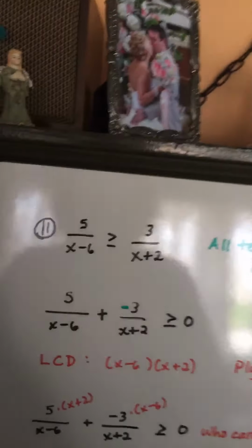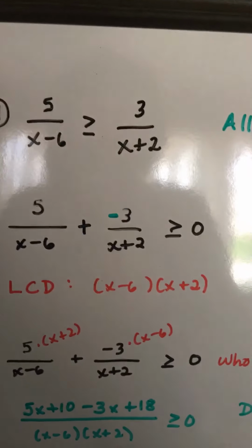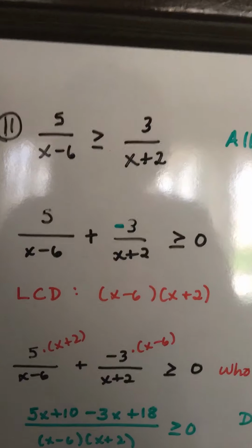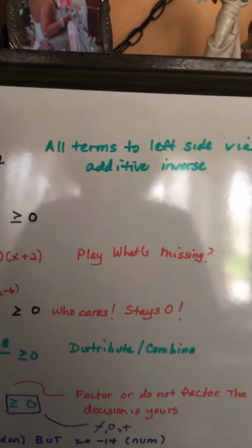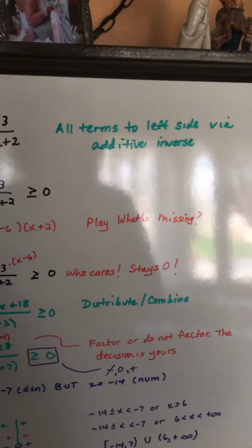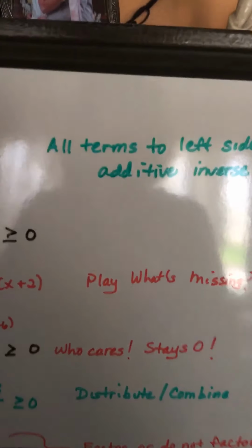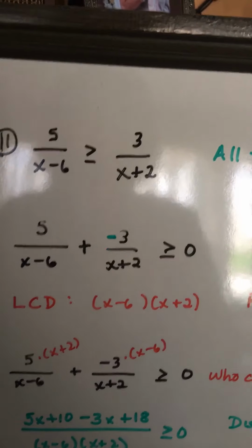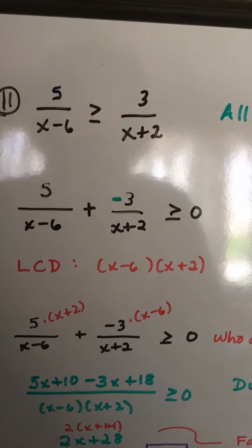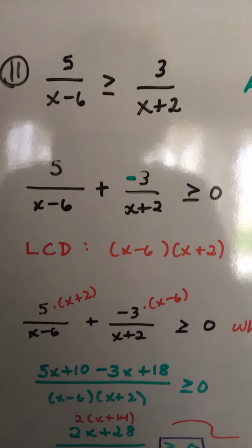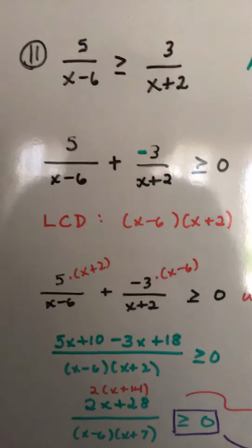Problem number 11. Here we go. We have to have everything on the left side, so I'm going to have to do my additive inverse and get things to the left. So I'm going to add negative 3 over x plus 2 to both sides. My LCD I need to find is x minus 6, x plus 6.